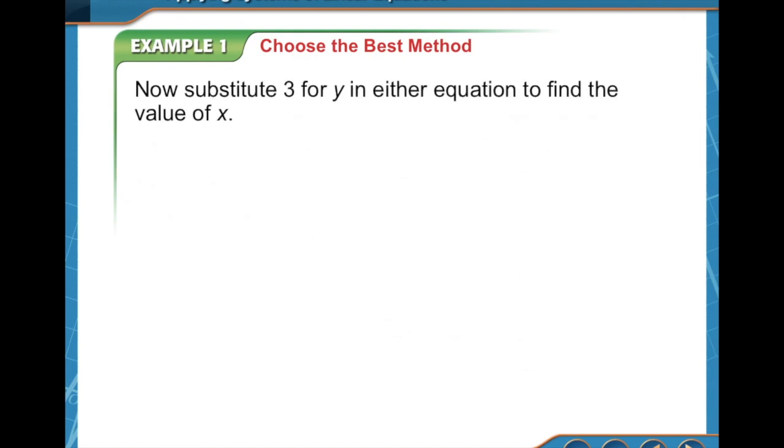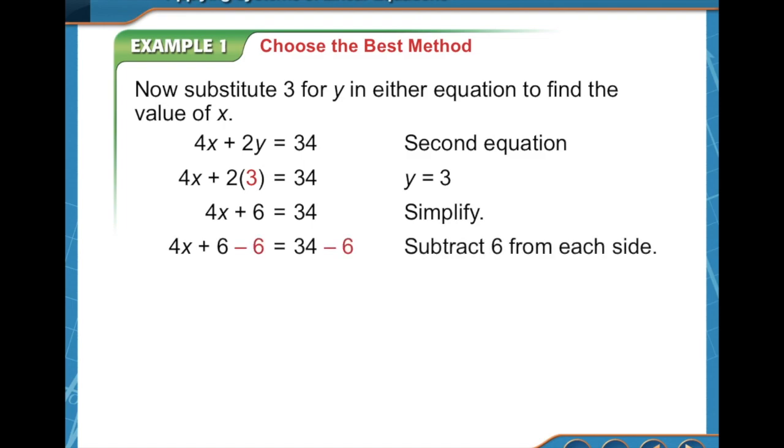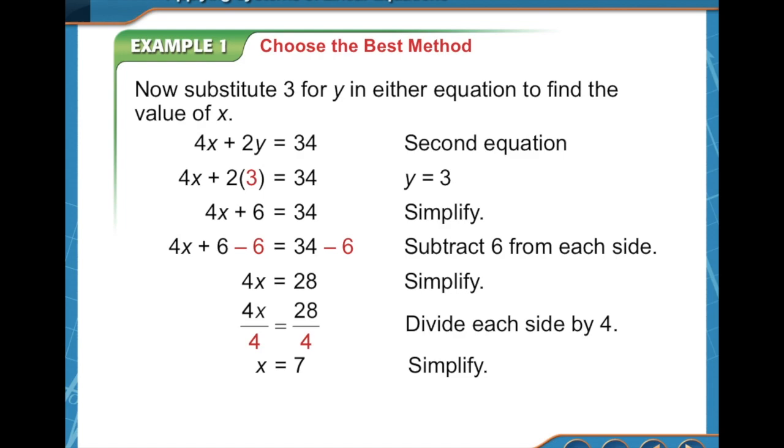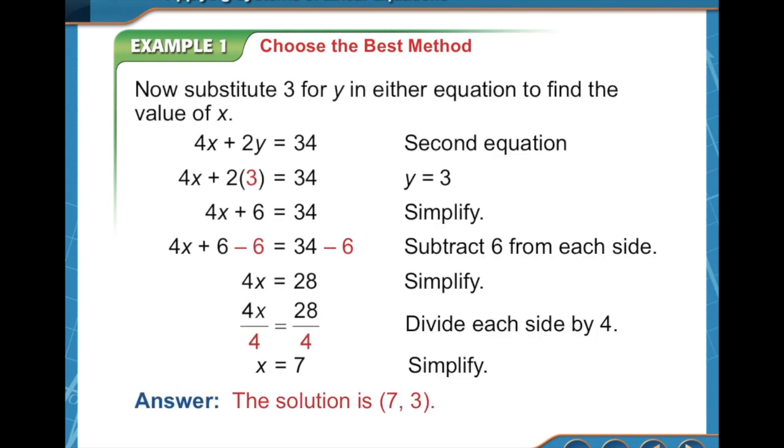Okay, so substitute in 3 for y. What do we get? Well, we plug in there. We know 2 times 3 is 6. Subtract 6 from both sides, and 4x equals 28. And 4 times what is 28? Well, divide both sides by 4, and x has to be 7. So x is 7, y is 3. So our answer, the solution, is the ordered pair (7, 3).